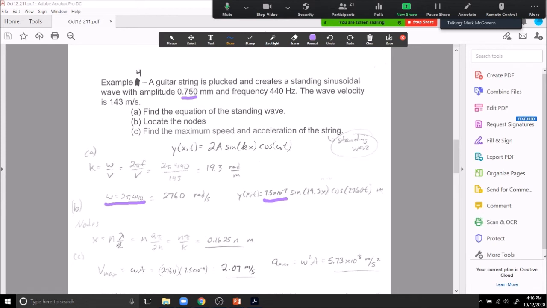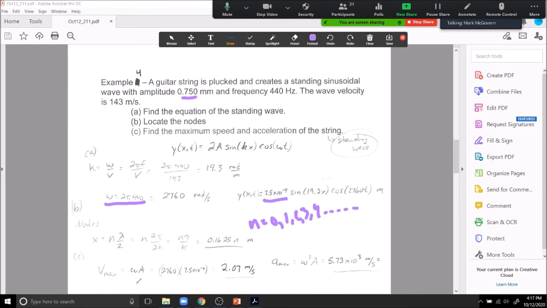Where are my nodes? Nodes, remember, occur at half integer lambdas. So I'm just going to substitute. It's just n lambda over 2. I don't have lambda. I could calculate it, but I'm just going to put it in terms of the wave number. So that's why I'm doing a substitution here. 2 pi over k is lambda. The 2's drop out, and I get n pi over k. And I just plug in my values for pi and k, and I end up with 0.1625 n. The assumption here is n is integers: 0, 1, 2, 3, 4. You know the integers. There you go.